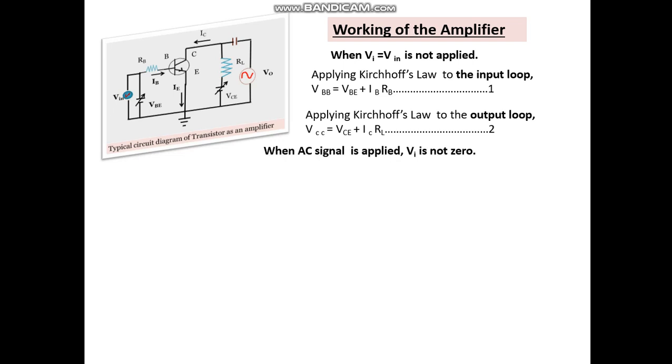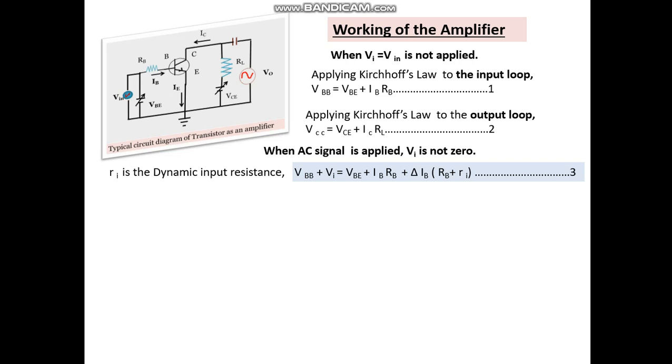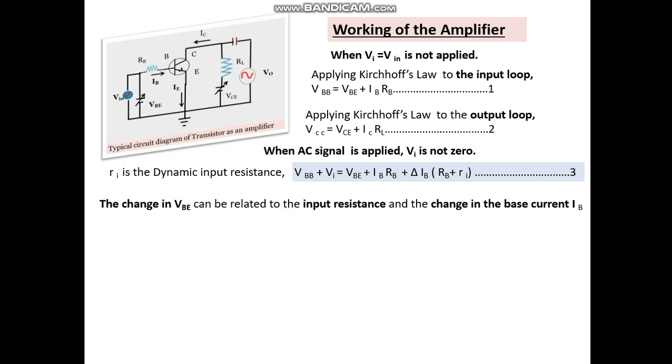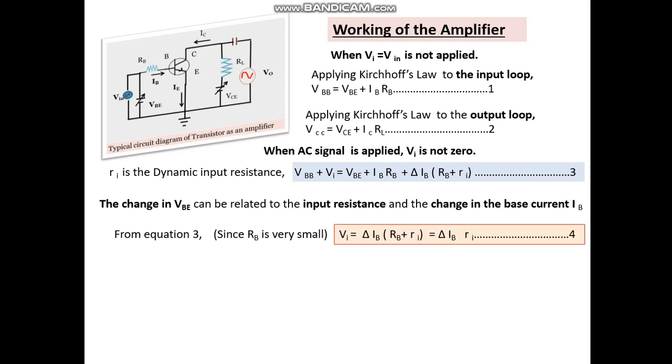When an AC signal is applied, that is, Vi is not 0, Ri is the dynamic input resistance as we had discussed in our earlier slides. VBB plus Vi is equal to VBE plus IBRB plus delta IB into (RB plus Ri). The change in VBE can be related to the input resistance and the change in the base current IB. From equation 3, since RB is very small, Vi is equal to delta IB into (RB plus Ri), that is equal to delta IB Ri, where RB is neglected.